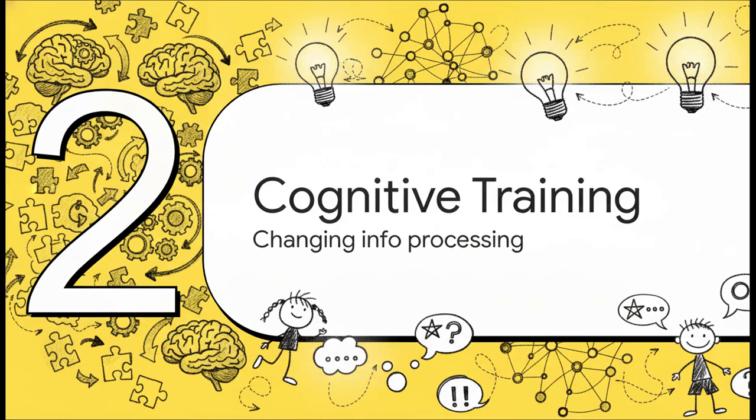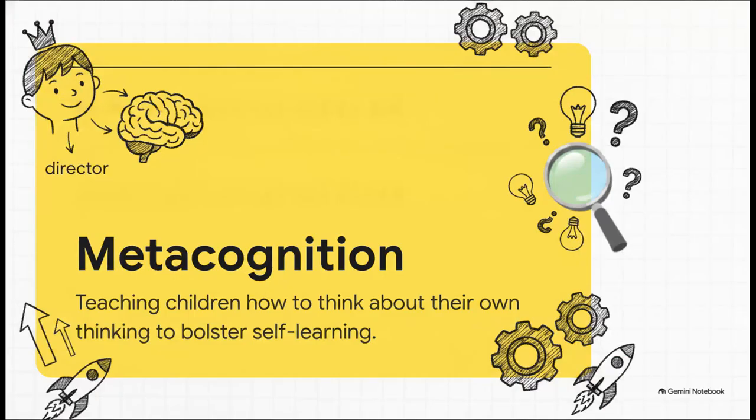Cognitive training and mnemonics. Let's look at how we can actually change how a child processes information from the inside out. Imagine teaching a child to be the director of their own brain. That is metacognition, and it's the absolute heart of cognitive training. It isn't just about memorizing facts. It's a way to actually modify a child's learning behavior. By teaching them to use self-instruction and really internalize their learning strategies, we're basically teaching them how to think about their own thinking. It's a total game changer for self-learning.